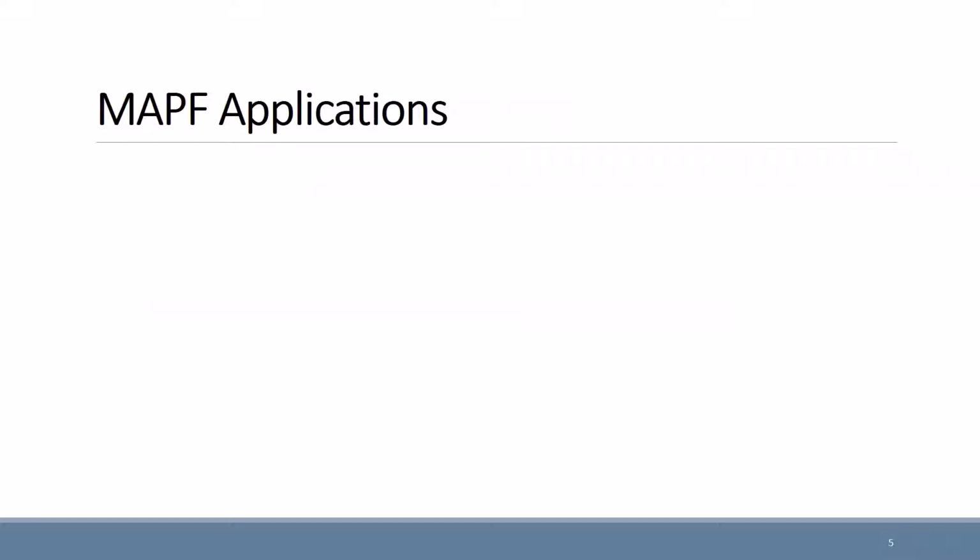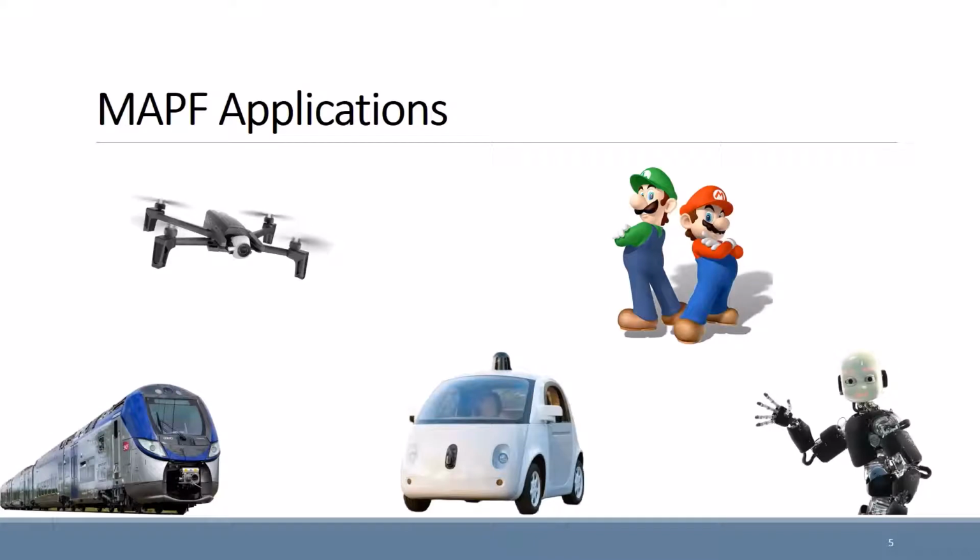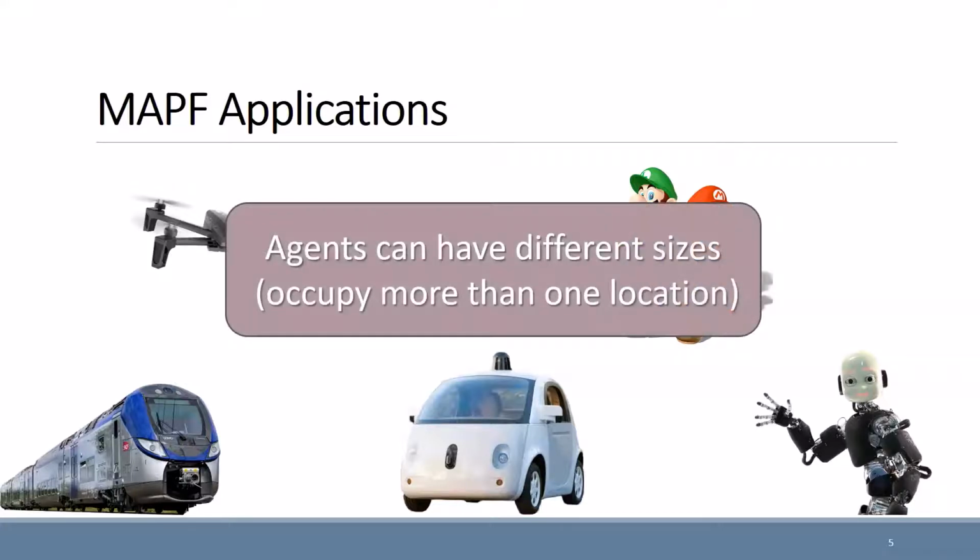Multi-agent pathfinding is applicable in many problems, such as traffic control, robotics, and video games. However, in multi-agent pathfinding, the agents occupy only one location at each time step, while in reality, agents can have different sizes, and thus they can occupy more than one location at each time step.